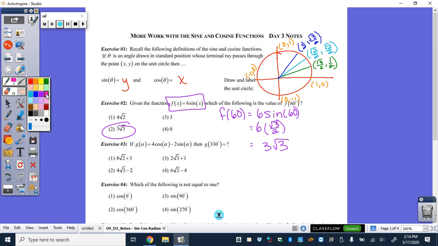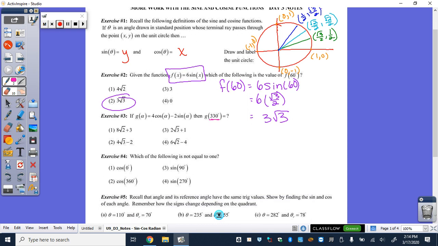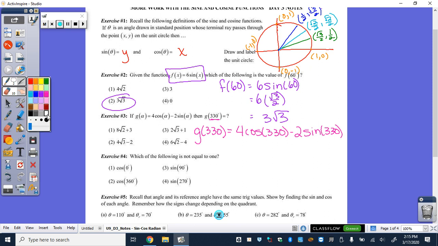Number 3, if g of a little fishy guy equals 4 cosine minus 2 sine, then g of 330. I realize your papers say 30. It was a typo. Please change that to be 330. So, again, plugging in 330. We're going to have to use a reference angle here. So 330 falls into quadrant 4.